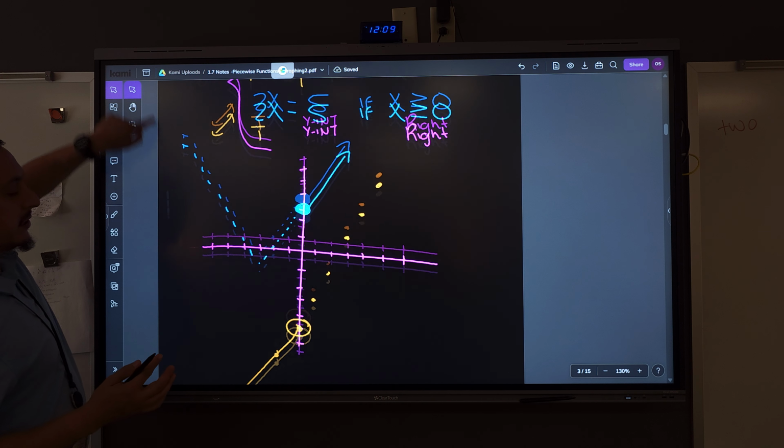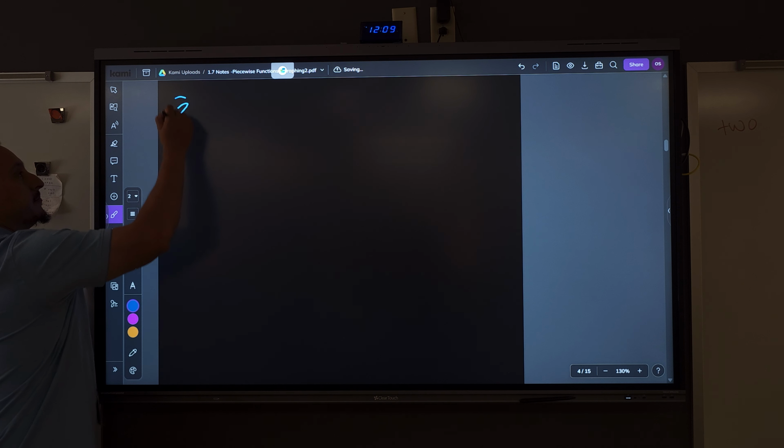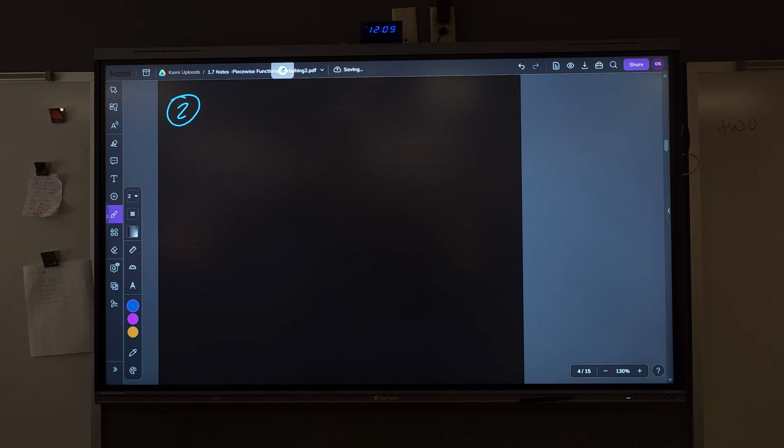Okay, we're just gonna do 2 examples. That's the first one. This is example 2. That's all you really need, and you'll get it after that.